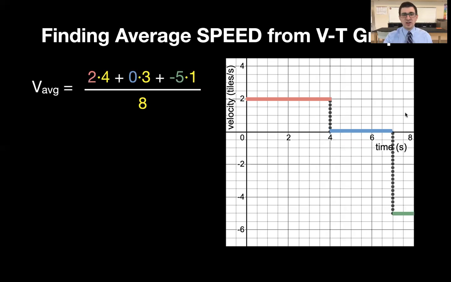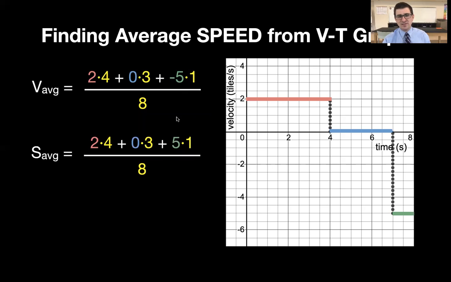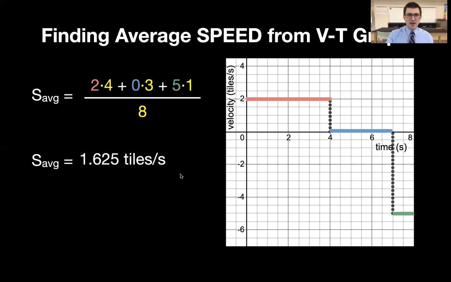It's basically going to be exactly the same, except for speed, we don't care about the direction. So instead of having -5 here, we're just going to take away the negative. We don't care about the negative. So it's 2 tiles per second, 0 tiles per second, and 5 tiles per second. And then we do the math out on that, and we get this average speed of 1.625 tiles per second.